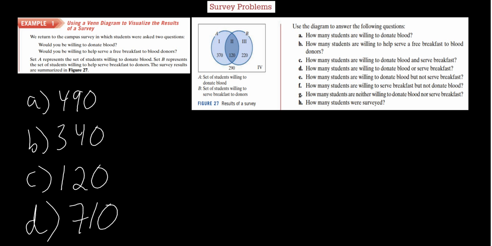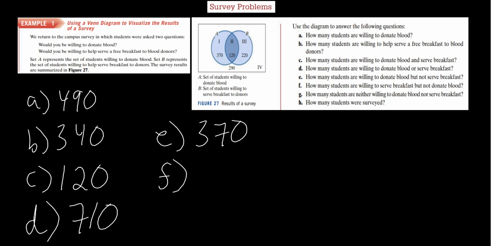A, B, C, D, and then E. Guys, we got a lot here. How many students are willing to donate blood but not serve breakfast? Okay, so these are the students willing to donate blood, and right here are the students willing to donate blood and serve breakfast. Well, we don't want to know how many are willing to serve breakfast, right? So we're just simply looking for those that just want to donate blood, that just say, hey, let me take my blood and I'm going home. Okay.